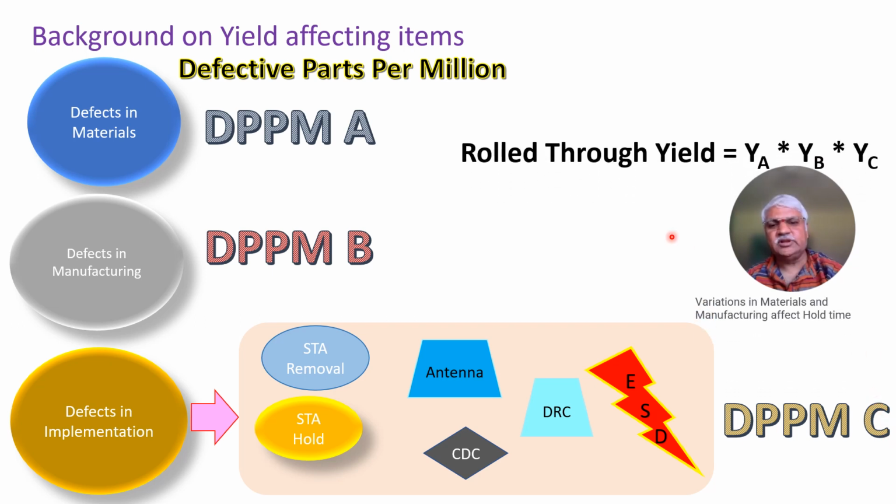Then you will observe that the total yield, or rolled throughput yield, will be YA * YB * YC. YA is related to DPPM A, YB to DPPM B, and YC to DPPM C. So this is the total yield, because all these processes are in series, hence the multiplication is applicable.